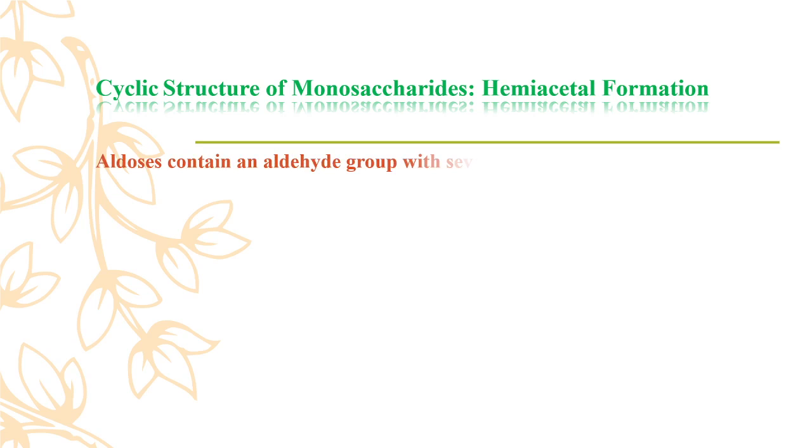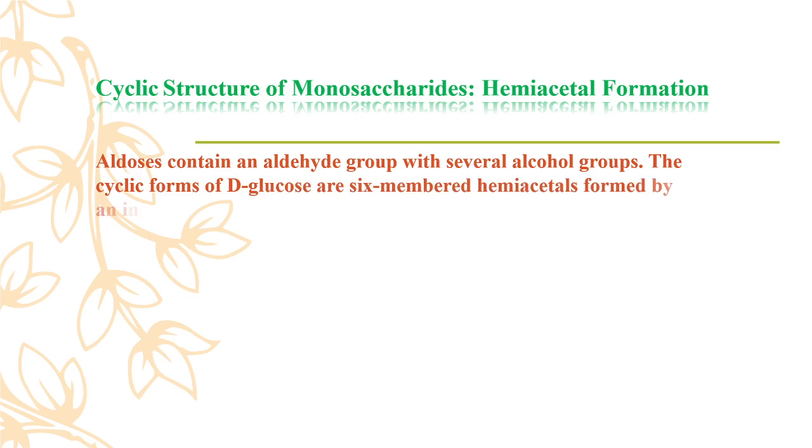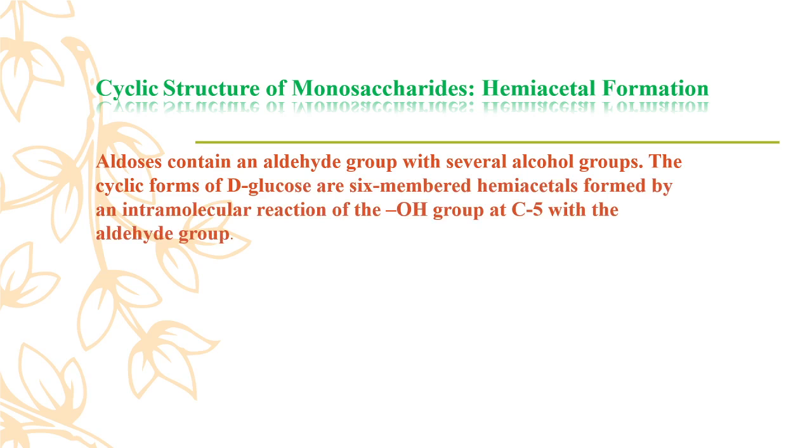The aldoses contain an aldehydic group with several alcohol groups. As we know, if you look at the structure of glucose, the main functional group is the aldehydic group, and there are several chiral carbons containing the OH group. That means the aldoses contain the aldehyde functionality along with the alcohol groups, and the cyclic form of D-glucose is a 6-member hemiacetal formed by the intramolecular reaction of the OH group at C5 with the aldehydic group.